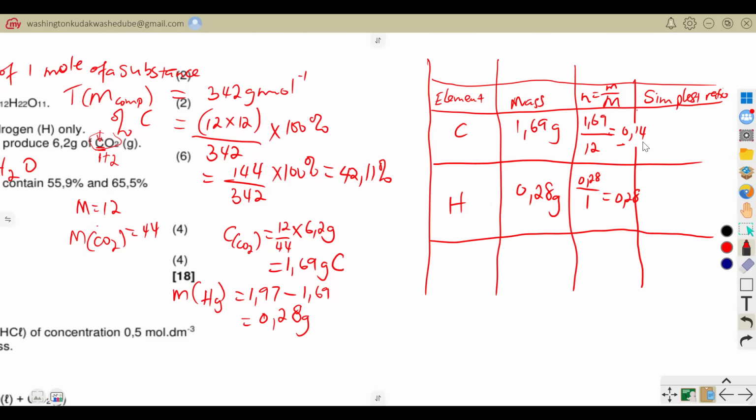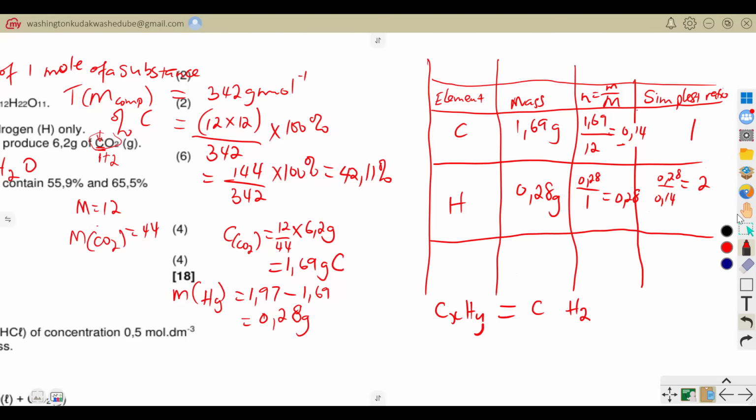If I say 0.14 divided by 0.14, I would get 1. 0.28 divided by 0.14, I would actually get what? It will be equal to 2. So my simplest mole ratio is actually 1 is to 2. So my empirical formula of that compound was going to be what? It was going to be CH2. That was the empirical formula that we were supposed to look for.